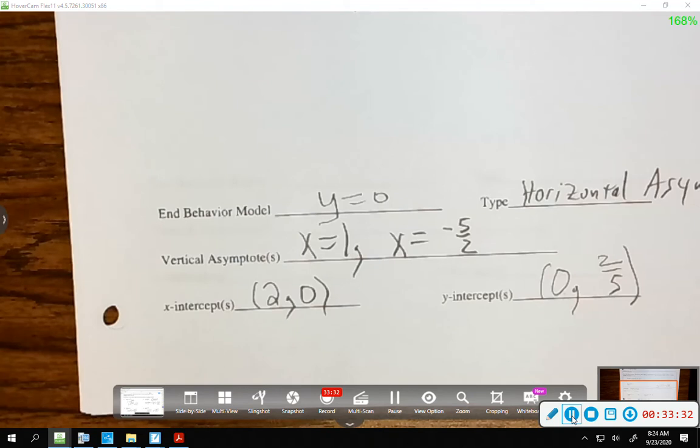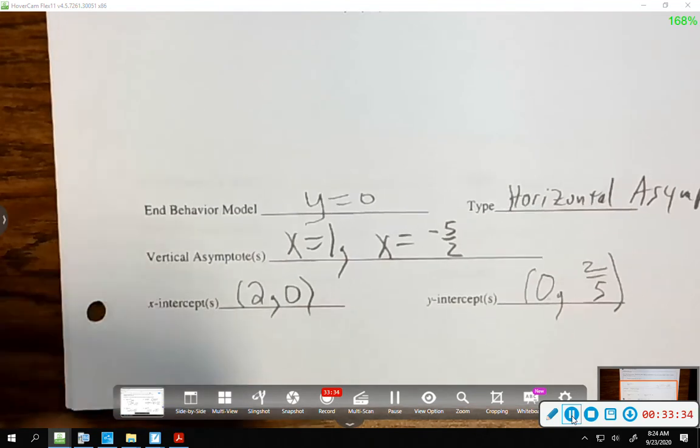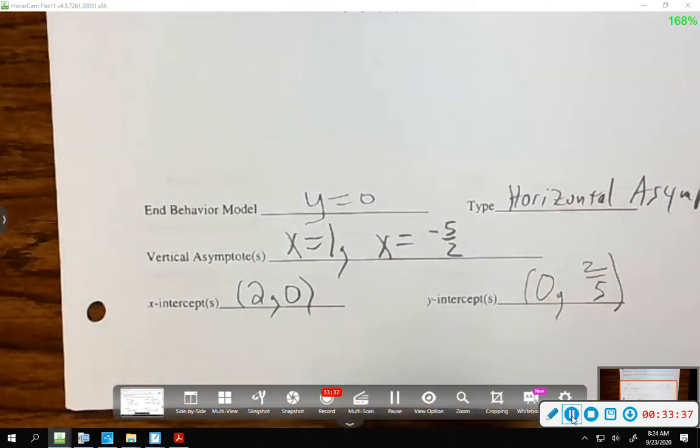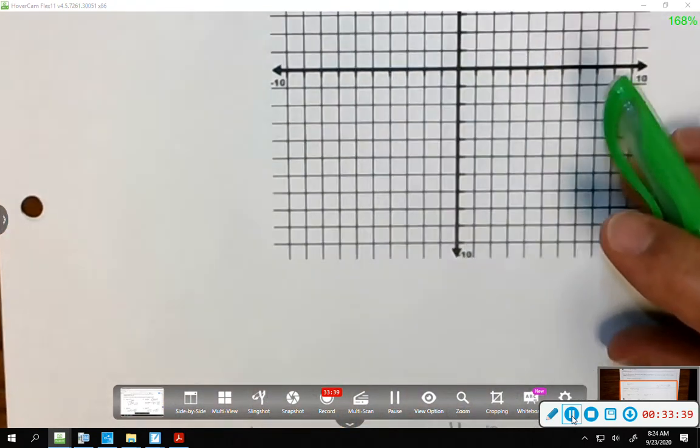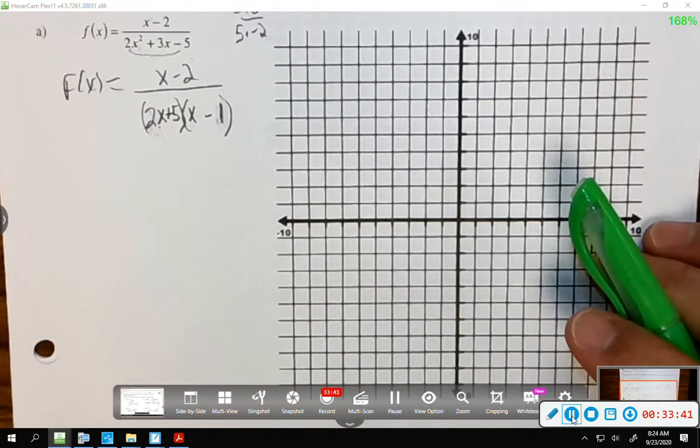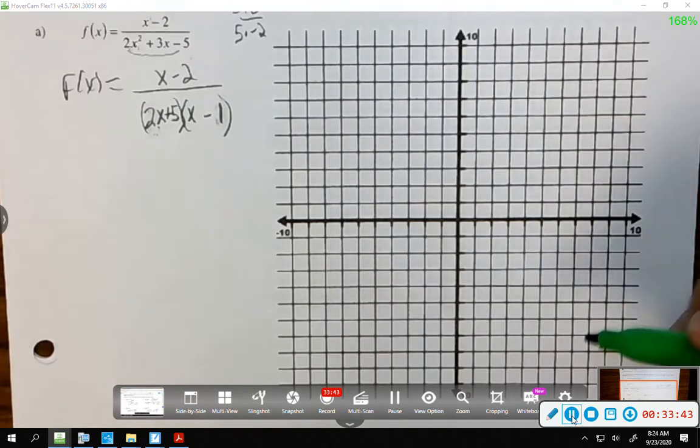Okay? So let's dot this in. This is going to have some unique characteristics to this graph. Always start by dotting in your vertical asymptotes. X equals 1.